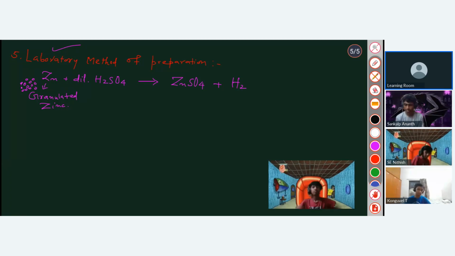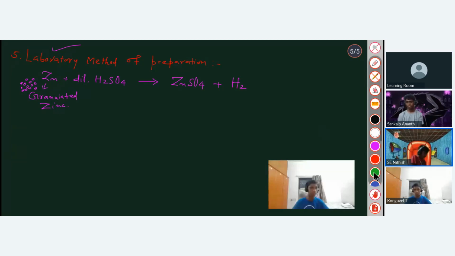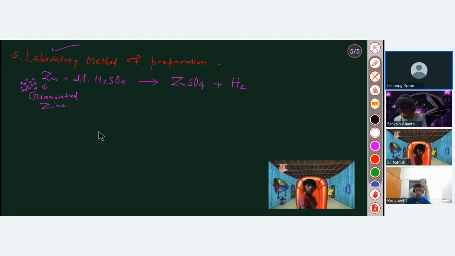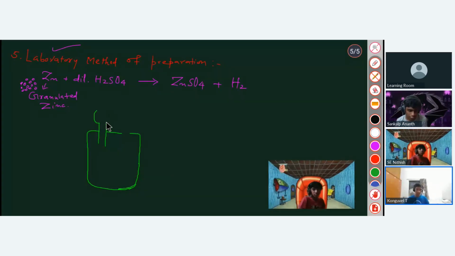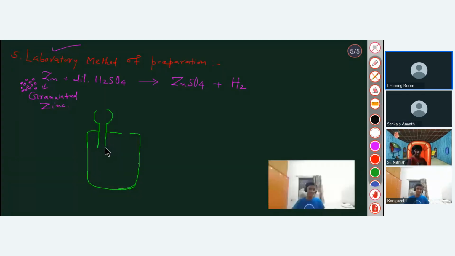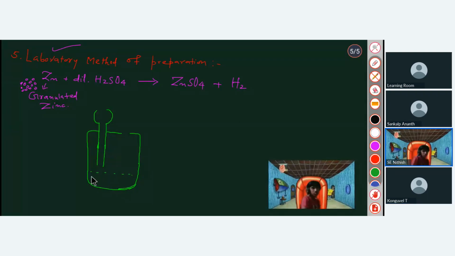Now let's see how it is actually carried out in the laboratory. In the lab there is a thistle funnel. I will make the diagram first. I hope you can also draw this; you also try to make it, then I will tell you. It is not a battery, it is a thistle funnel. It is a reaction bottle in which the reaction is carried out, like a round bottom flask, but this is a different type. It is known as a thistle funnel.